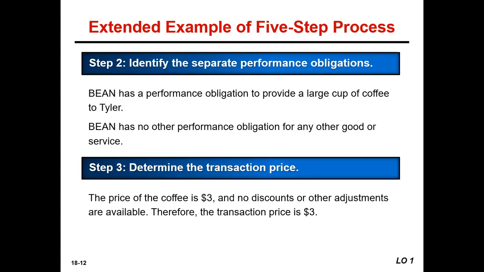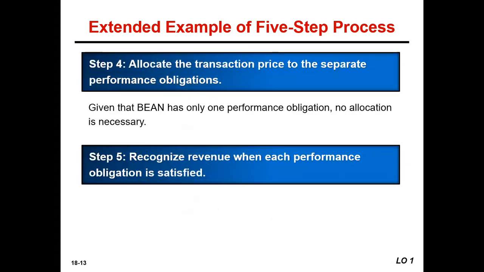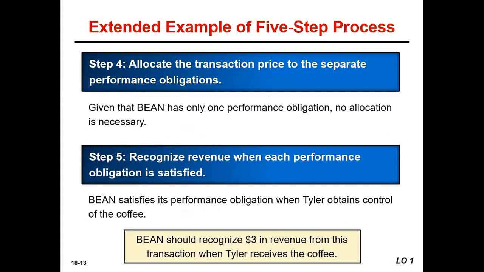And the transaction price is $3 and there are no discounts whatsoever. So there's only one performance here, so no allocation is needed. And then after satisfying the performance obligation, Bean should recognize $3 in revenue from this transaction when Tyler receives the coffee.